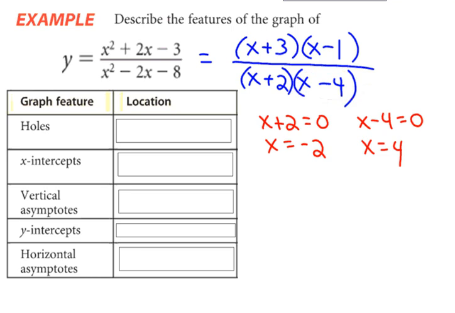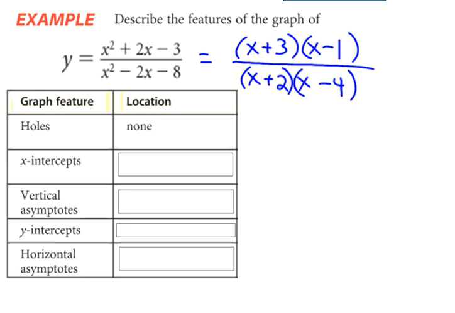So the question is, does negative 2 also make the numerator 0? The answer is no, because you can plug it in and see that none of those terms would become 0. But does positive 4 also make the numerator 0? Again, the answer is no, because you could plug it in and it wouldn't equal 0. And so we can conclude that there are no holes in this graph.